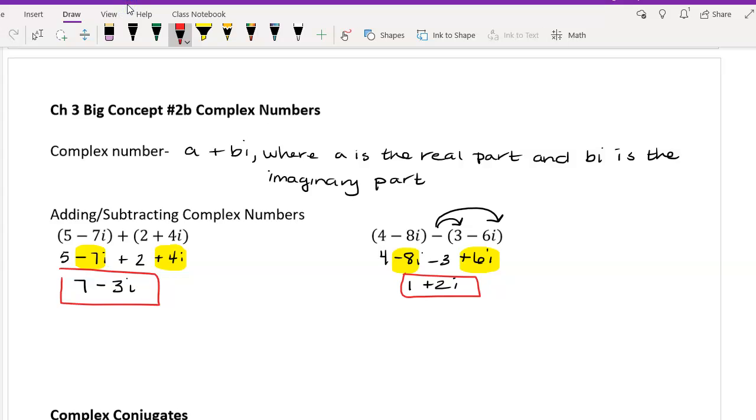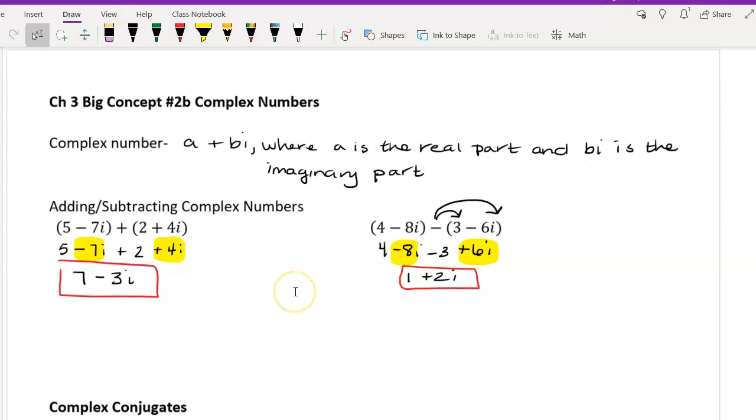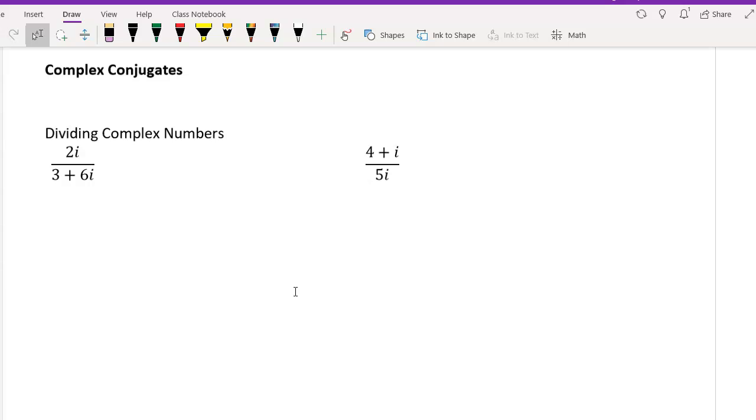All right, so let's go on. Now we have what we call complex conjugates, and this is very important because this is where we start multiplying and dividing those complex numbers.